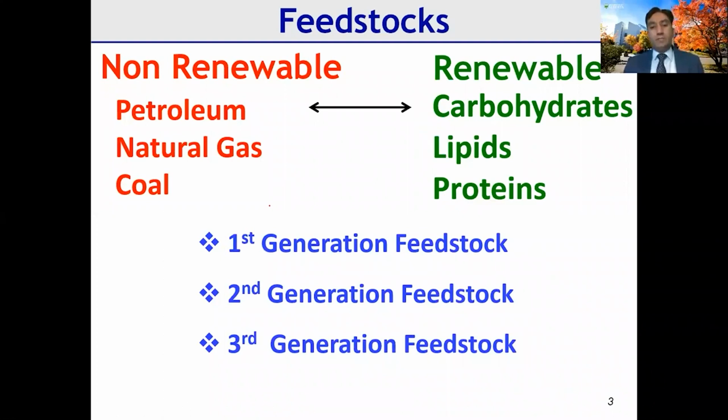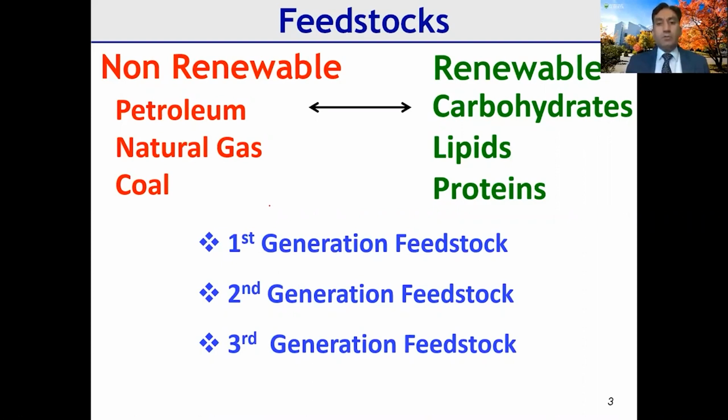Examples are carbohydrates, lipids, and proteins. There are three different types of renewable feedstocks: first, second, and third generation. First generation feedstocks are those which are in direct competition with food and feed. Second generation are those which are in indirect competition with food and feed.